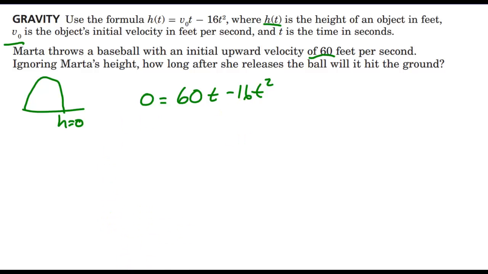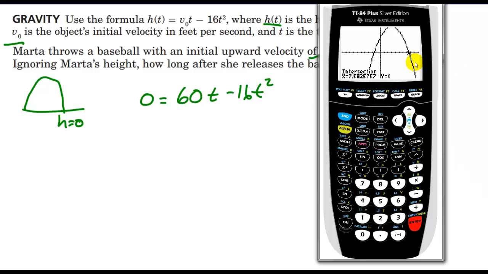Again, get that calculator out, type in y equals 60x minus 16x squared. Get rid of all that other stuff from the last problem. I'm going to keep my 0 there because we're going to want to find the intersection. If I want to see this whole thing, I better adjust my window.